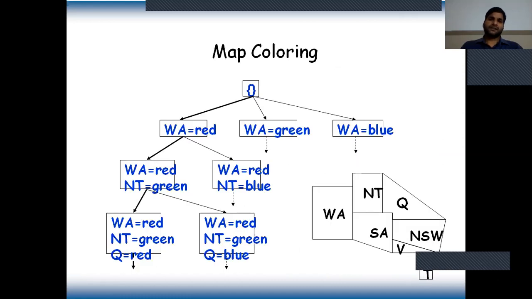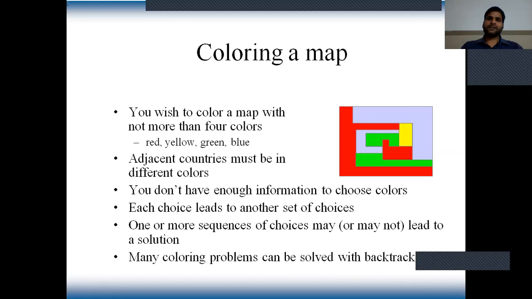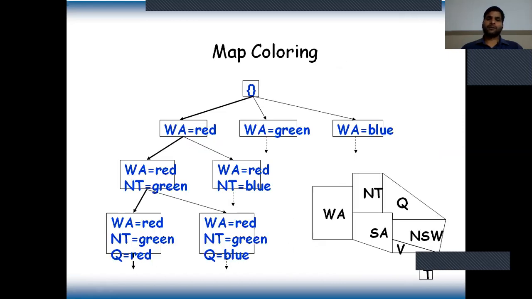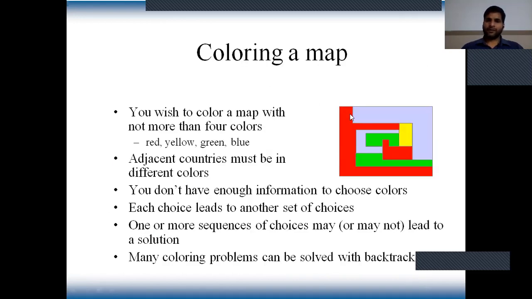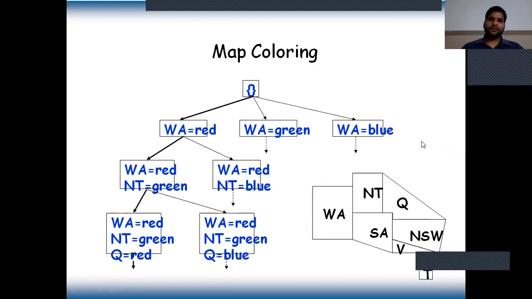So the map coloring diagram is like that. First, WA red, WA green, WA blue. First we select WA equal to red. Then next, with WA equal to red, NT cannot be red; NT can be green or blue. So after the adjacent region WA equal to red, we have two options for NT: NT will be either green or blue.